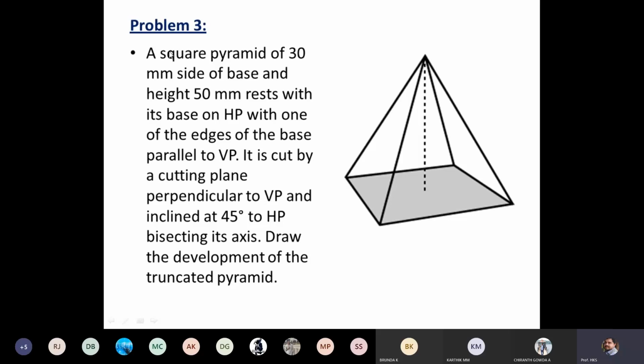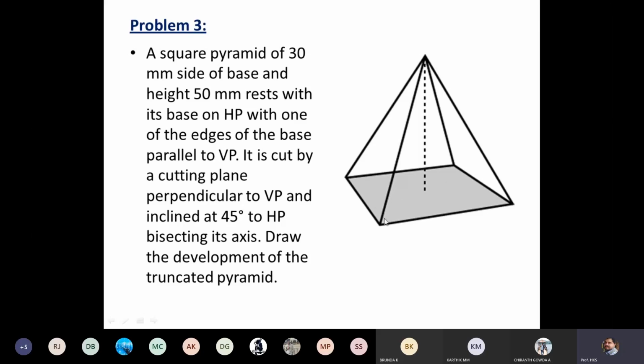Problem: a square pyramid, that means the given pyramid is a square pyramid, of 30 mm side of base. So this length is 30 mm. And height 50 mm. Here the height of the pyramid means we are going to consider the axis height. So this is the height of the pyramid, and this height is 50 mm.